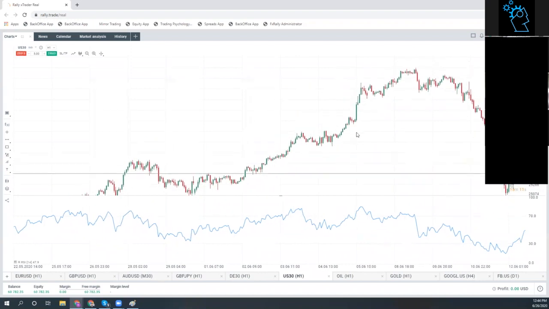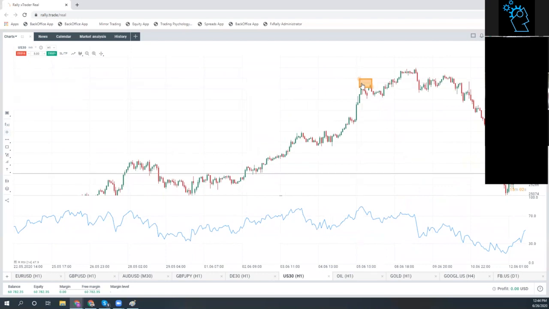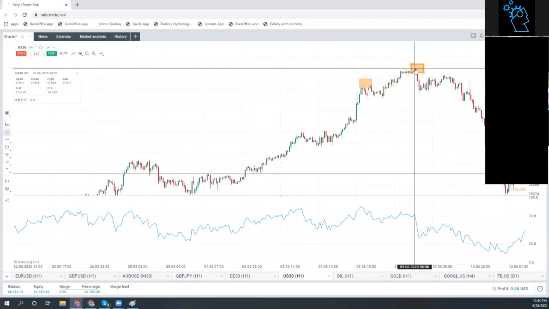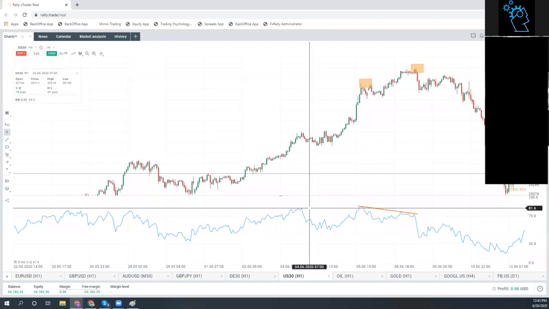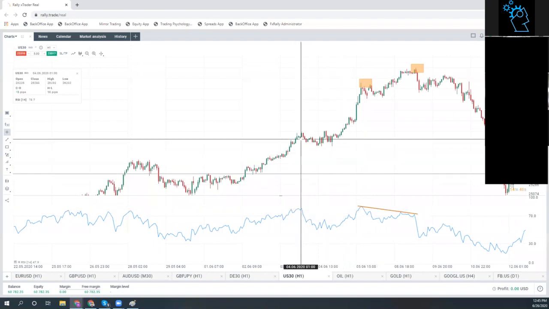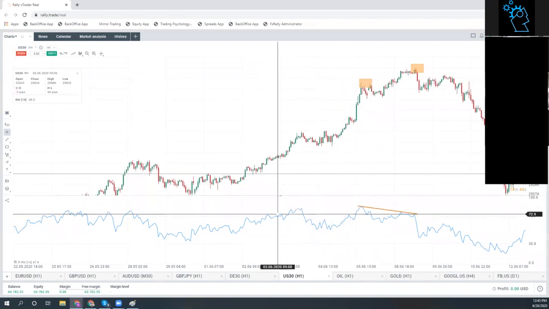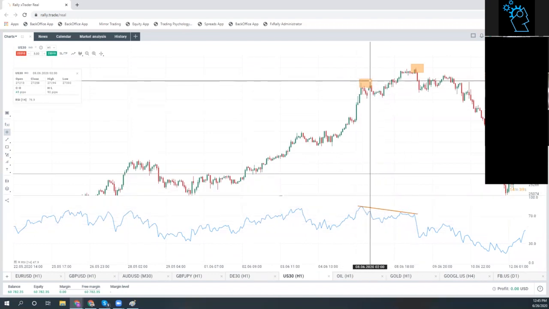Okay, another example. This is very similar to the first one I gave you, which was the euro dollar. So we have here a higher high. Look at this. This is a higher high. This is a higher high. But what happens? Well, this time the RSI has shown us a divergence. I'm not taking this one into consideration because this one is higher than this. This one is higher than this. Thus, the trend is still up all the way to here, where we have the divergence.